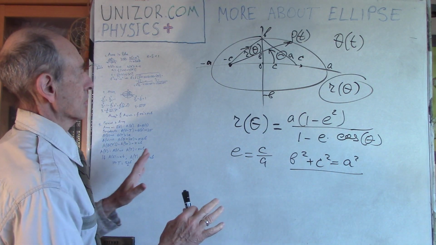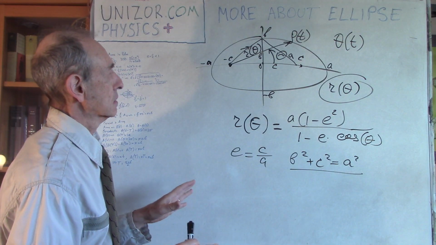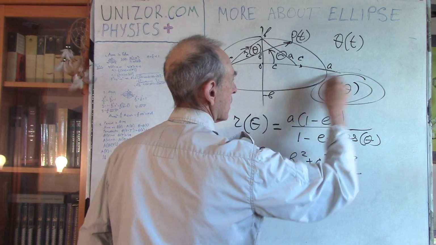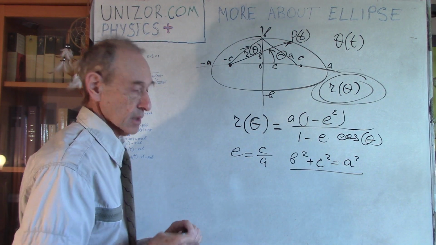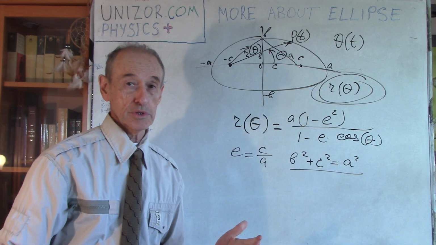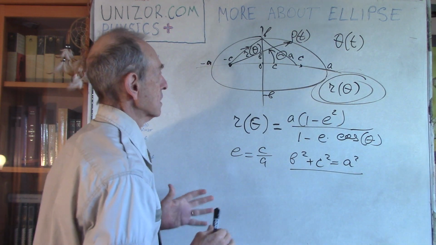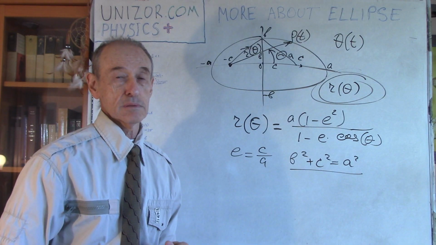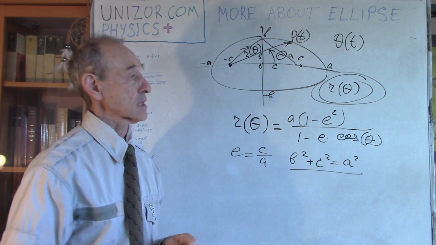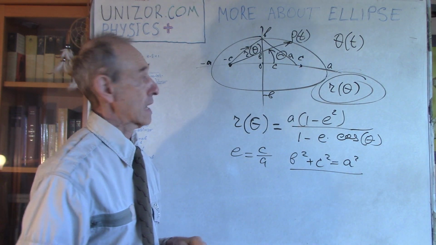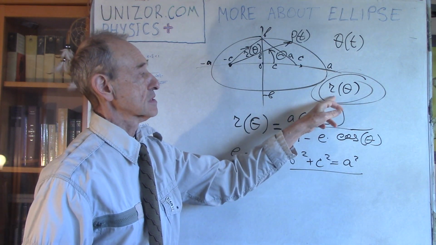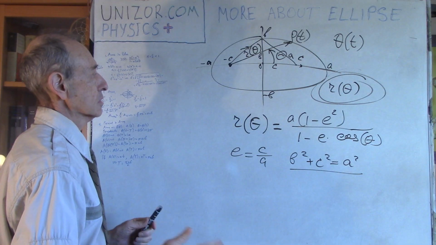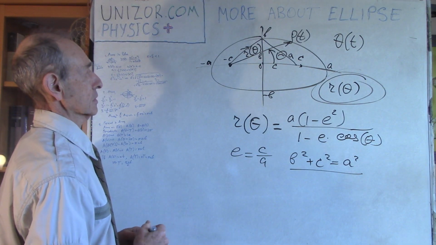Okay, now my first problem is, using the polar representation of the ellipse, representation in polar coordinates, to express the two axes, major axis and minor axis, A and B, in terms of this function. So that's my first problem. Okay, how can we solve it? Well, let's just think about it.